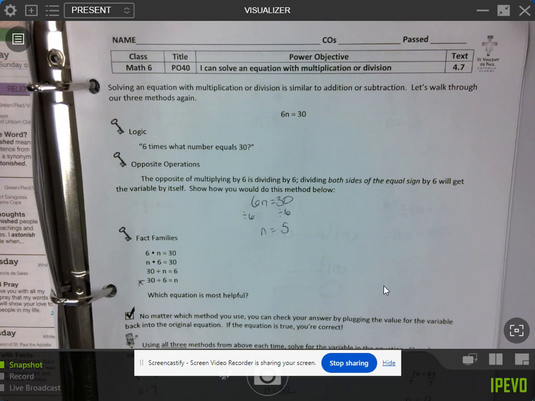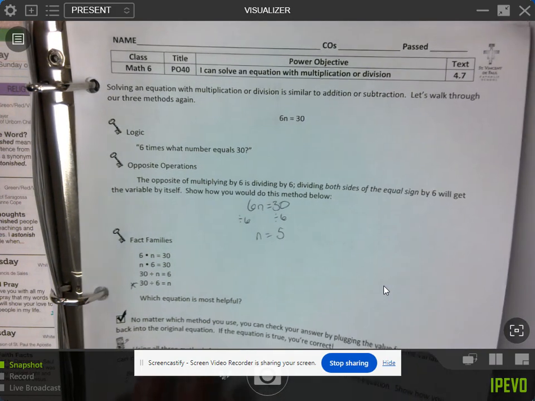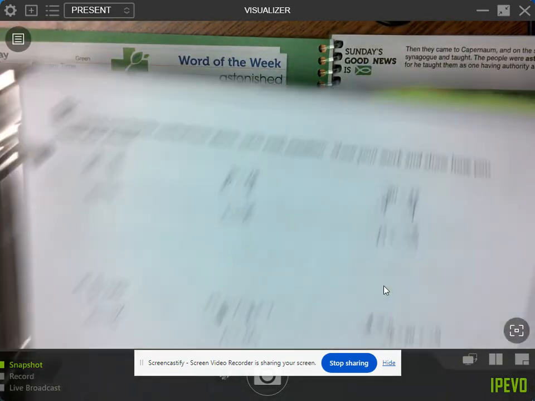Morning. Today we are correcting objective PO40. I can solve an equation with multiplication or division. This was like the objective before where we were adding or subtracting. Now we're multiplying or dividing. So let's look at our answers.